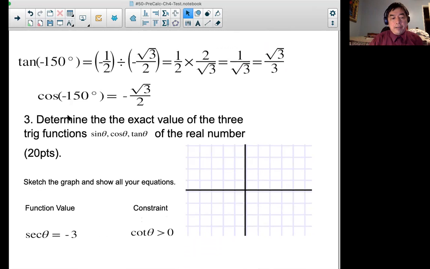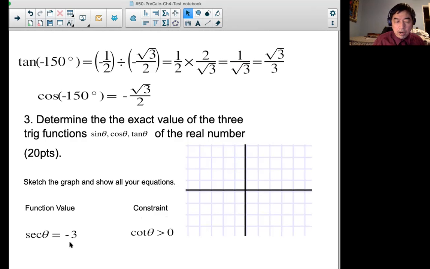Now this is another question. Determine the exact value of the 3 trig functions: sine theta, cosine theta, and tangent theta, of the real numbers. For real numbers, you just don't convert square root 3 or square root 2 to something else. This is not a unit circle question, but you have to know secant theta is negative 3.